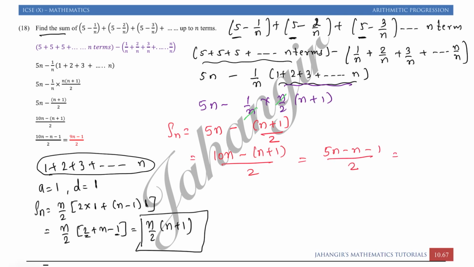That will give you, sorry, 10 it was. This is 10n whole upon 2. So I can write 10n minus n is 9n minus 1 by 2. So this is my sum of n terms. If you just put the value of n as 1, 2, 3, it just changes the sum. This is my sum of n terms of this sequence.